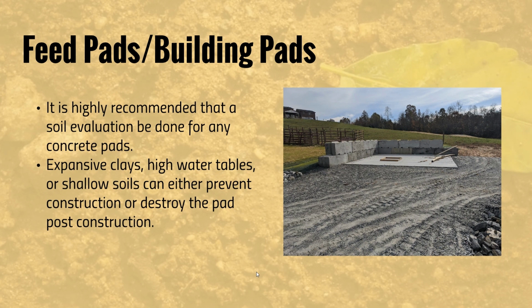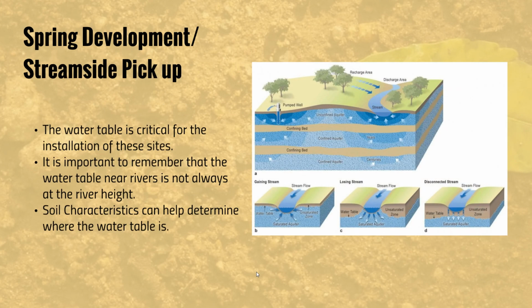It's really important to recognize what those are ahead of time, because if these things are present, they can hinder the construction. Or, in the case of an expansive clay, if those expand, they could break the concrete during wet periods. So we really have to be able to plan around those if you see them.